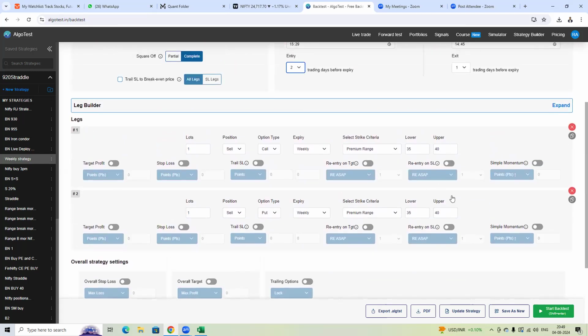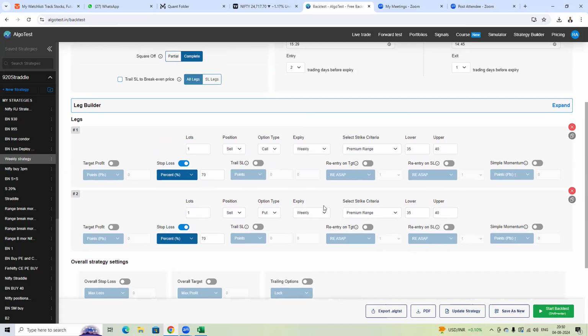You can always add your hedges because it is a strangle, a weekly strangle. And you can have a stop loss here as well, say a 70% stop loss, because in options you will have 70 points, or you can keep it in percentage.